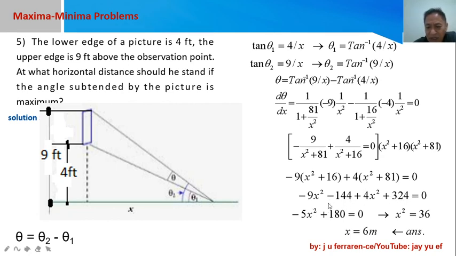I combine my x squared terms, and my equation comes out to be minus 5x squared plus 180. Dividing by a negative 5, I have x squared equal to 36, after transposing. Taking the square root, I have plus or minus 6, so I ignore the negative value, and my answer is 6 meters. So you have to stand 6 meters from the point directly below the picture frame. This will give a maximum viewing angle.